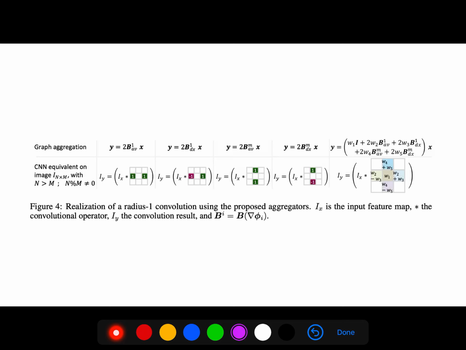So this is the realization of radius 1 convolution using the proposed aggregators. I sub x here is the input feature map. The convolutional operator I sub y, I sub y is the convolution result, and B is the gradient of phi.